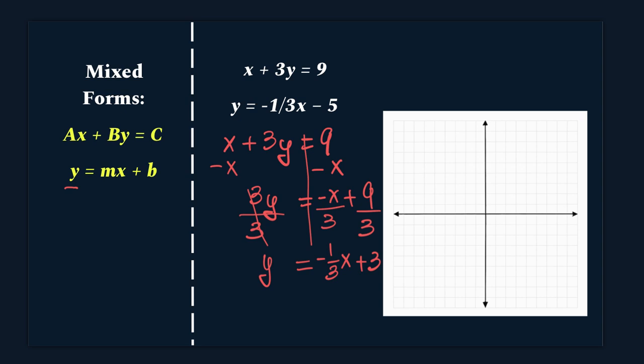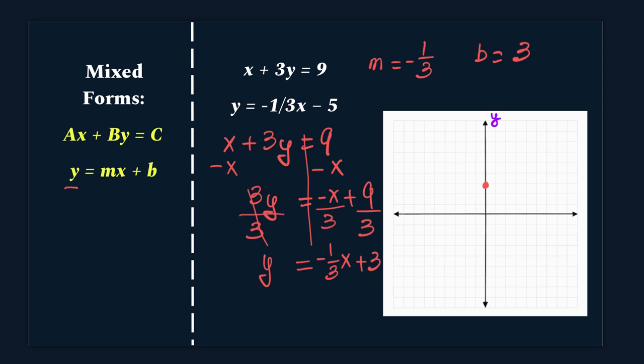To graph this equation, we need the m, which is our slope, right over here. Our m is negative 1 over 3, and we need our y-intercept, which is 3. Let's go ahead and start by plotting the y-intercept, which is here. That means it's a point where the line will cross the y-axis, and our y-axis is right here.